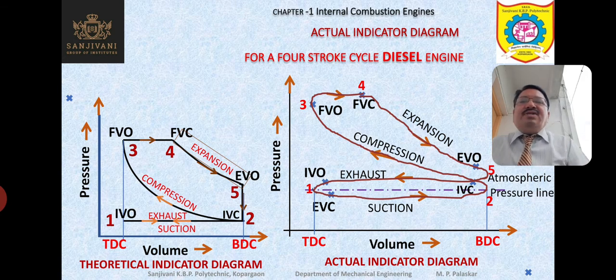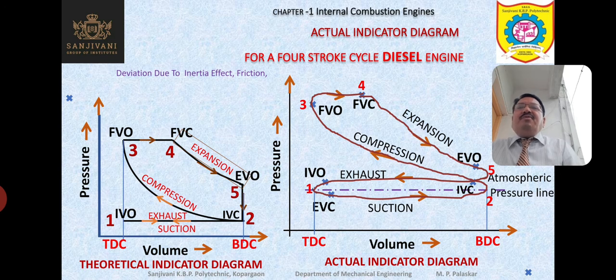Before drawing the actual indicator diagram, we are going to discuss the actual indicator diagram in detail. But before that, we will try to see the reasons for the variation between the theoretical indicator diagram and the actual indicator diagram. Why is the actual indicator diagram different from the theoretical indicator diagram? What are the practical reasons which deviate the actual indicator diagram from the theoretical indicator diagram?